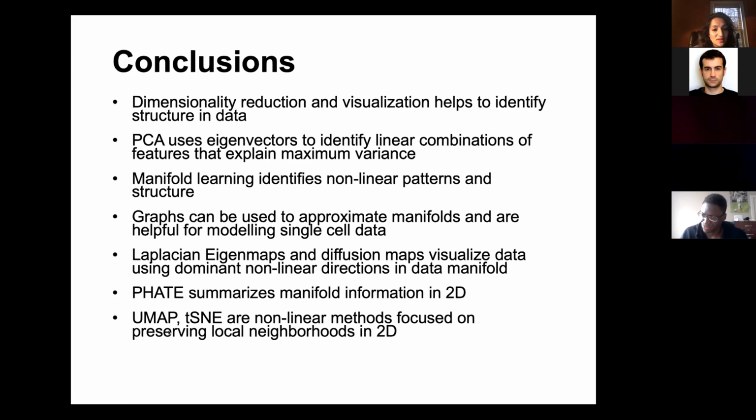FATE is actually built off of diffusion maps, so it tries to use the denoising and the manifold geometry discovered by diffusion maps and visualize them in 2 dimensions. UMAP and t-SNE are focused on stochastic neighbor embeddings. And so these are the main things I want you to take away from that. Any questions?